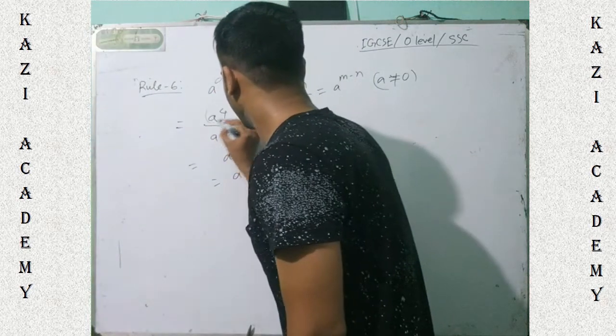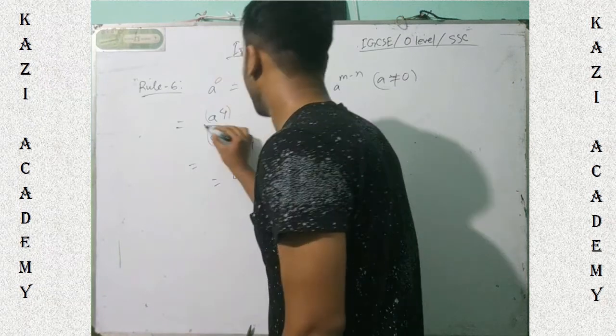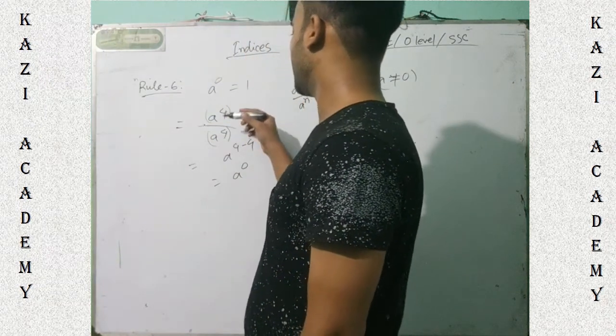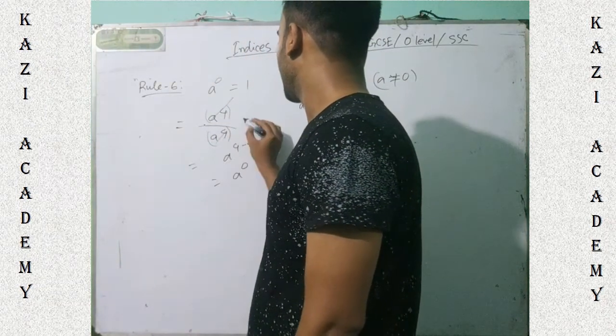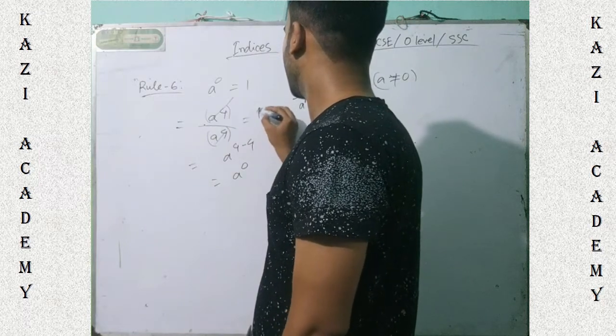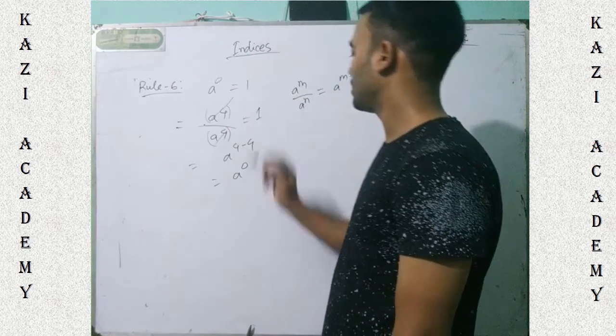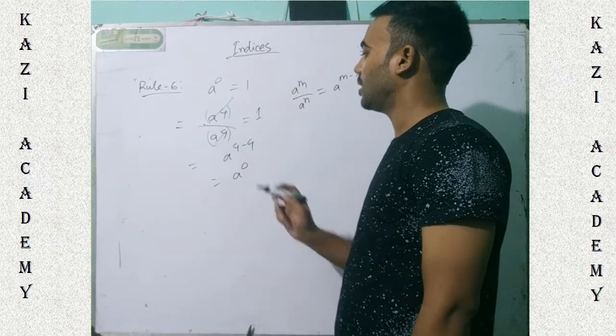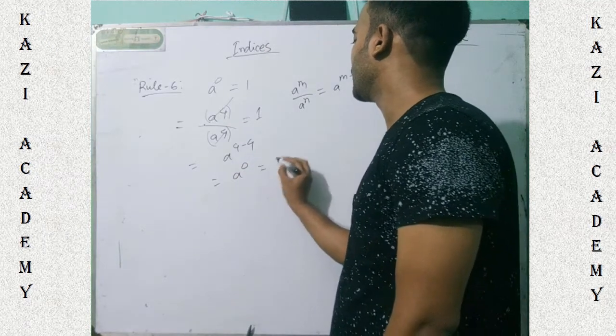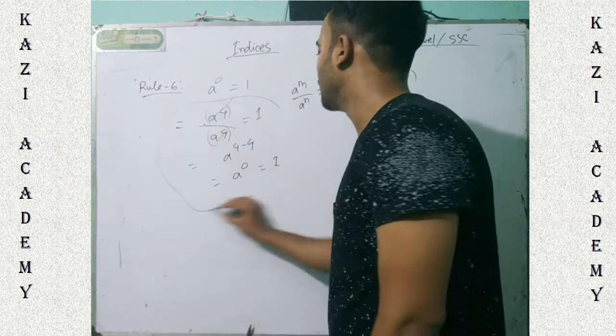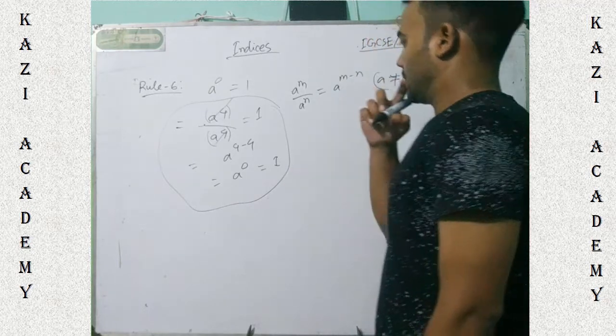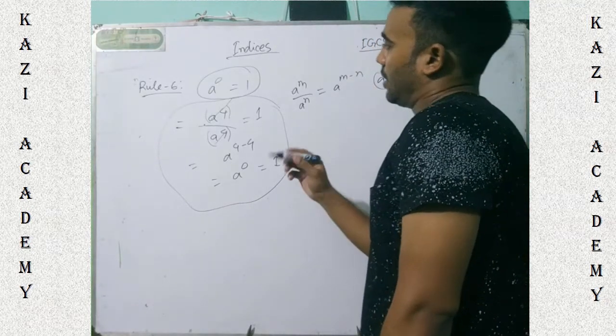But if we did it like this, a to the power 4 over a to the power 4, there is a common factor here. They are in division, that's why you can cut them or simplify them. So as a result it is 1. So that's why a to the power 0 equals 1. So this is the proof, simple.